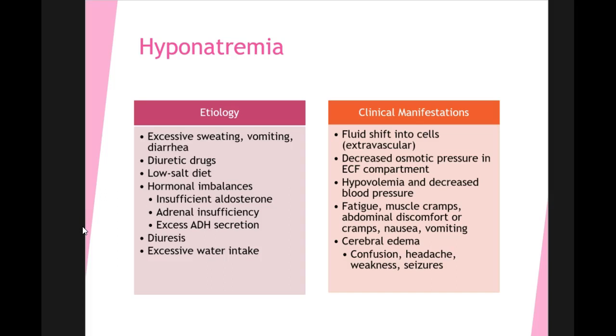So the causes of hyponatremia can include excessive sweating, vomiting, or diarrhea, a diuretic drug, low salt diets, and hormonal imbalances that affect the amount of aldosterone, like adrenal insufficiency, or excess antidiuretic hormone secretion. Extreme diuresis, sweating and peeing a lot, can both cause hyponatremia, as well as excessive water intake.